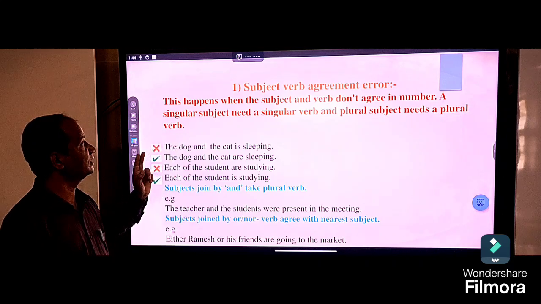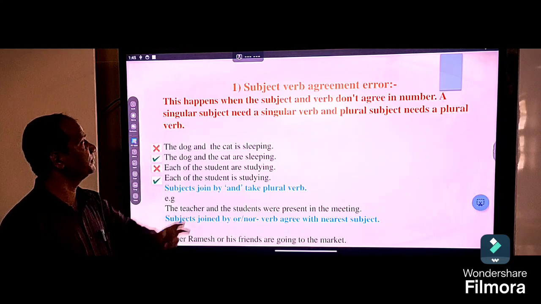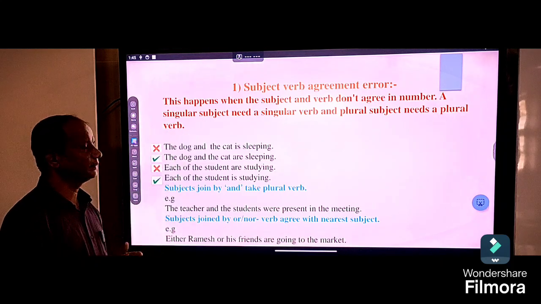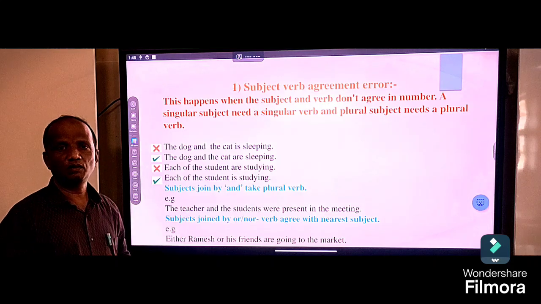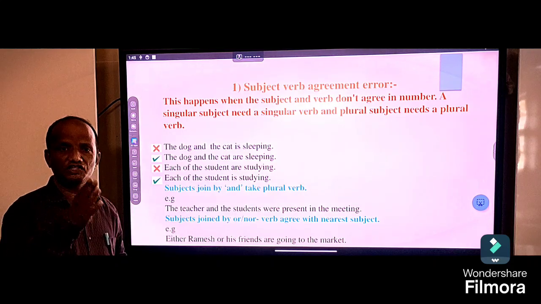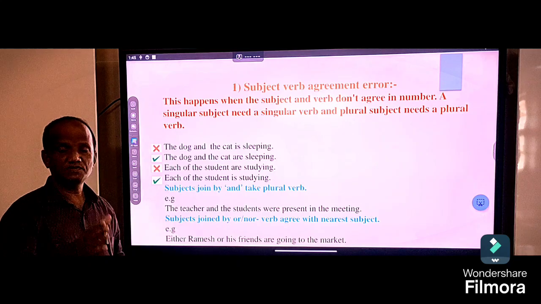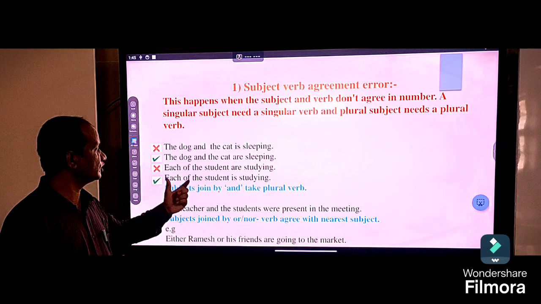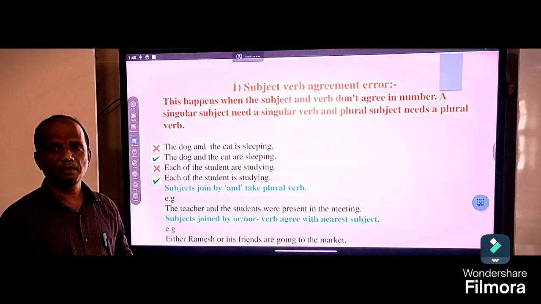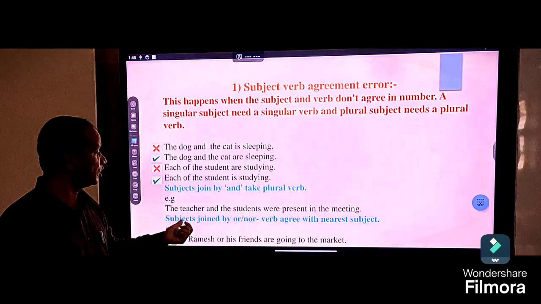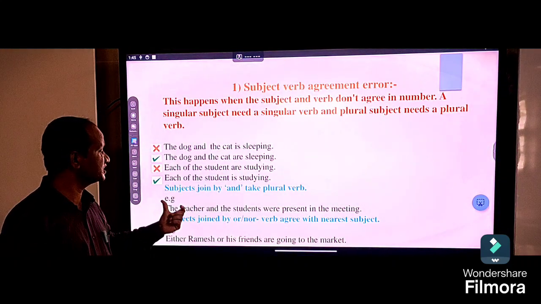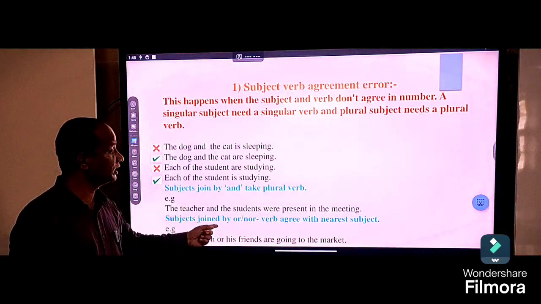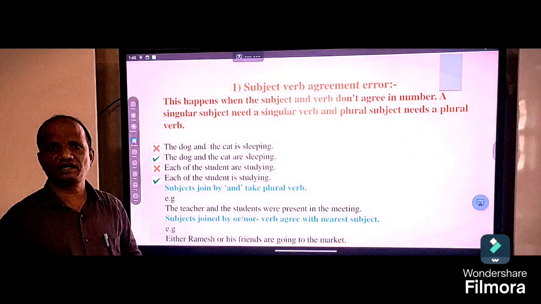So here we have studied that subject verb agreement error occurs when the subject and verb don't agree in number. If our subject is singular, our verb should be singular. If our subject is plural, our verb should be plural. Apart from it, if our subjects are joined by and, we have to use a plural verb. If our subjects are joined by either or, or nor, we have to use the verb according to the nearest subject.